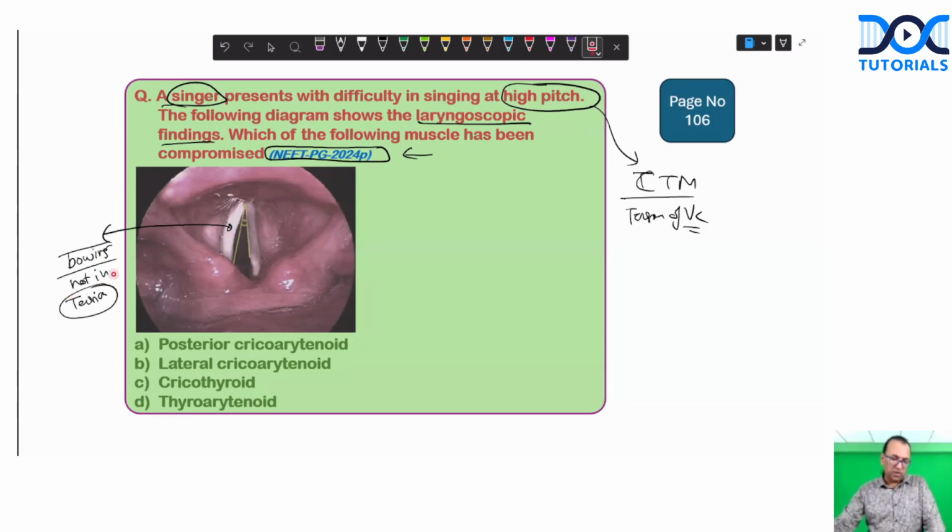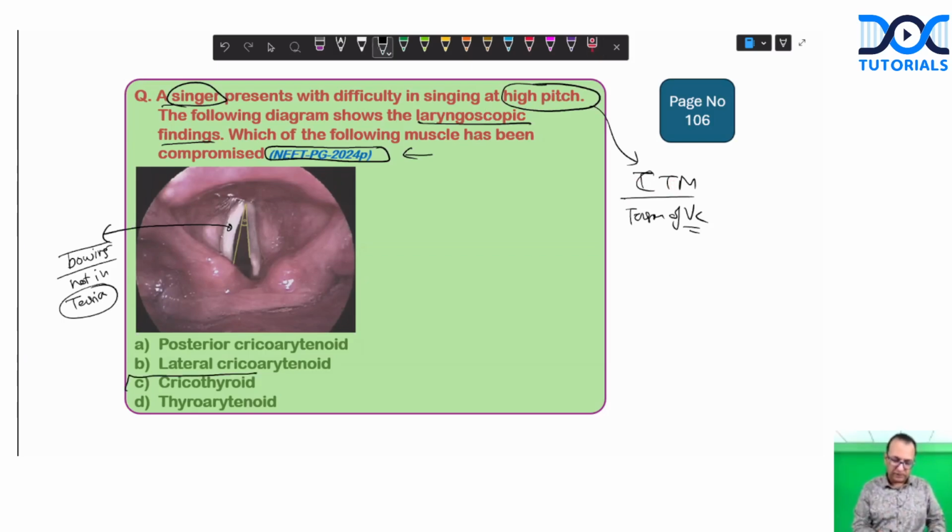So bowing means it is not in tension, which means the vocal cords are like this. One of them is like this. It is not straight. It is like this. Bowing. There's a bowing. So anyway, without even looking at this, we could have got our answer here, and I hope we are correct.